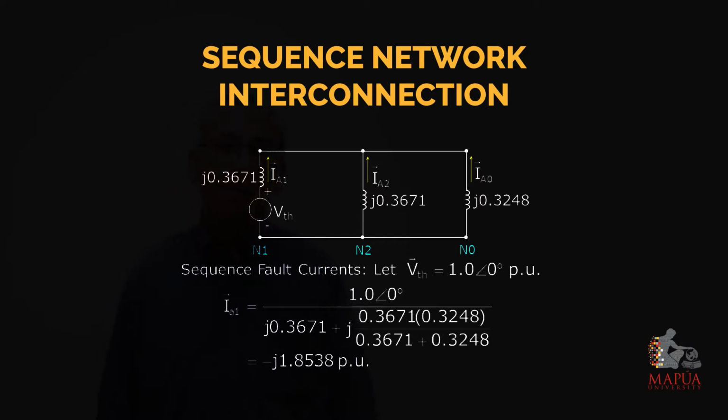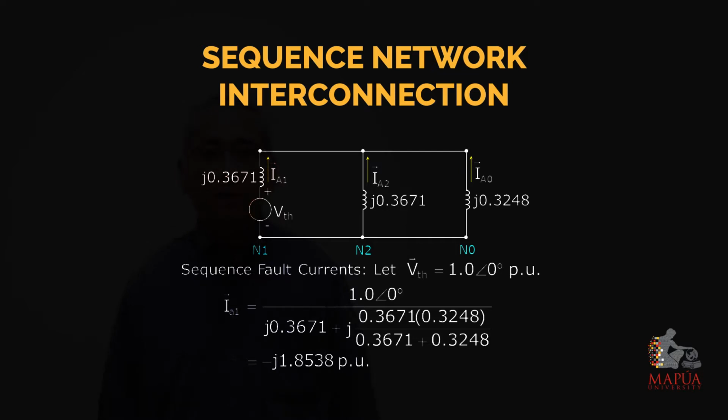We let our Thevenin voltage be equal to 1.0 angle 0 degrees per unit. So thus, based on that figure, that interconnection of the three sequence networks, IA1 is equal to 1.0 angle 0 degrees divided by j0.3671 plus the parallel combination of the reactances of the negative sequence and the zero sequence network. So thus, it gives us IA1 equal to negative j1.8538 per unit.